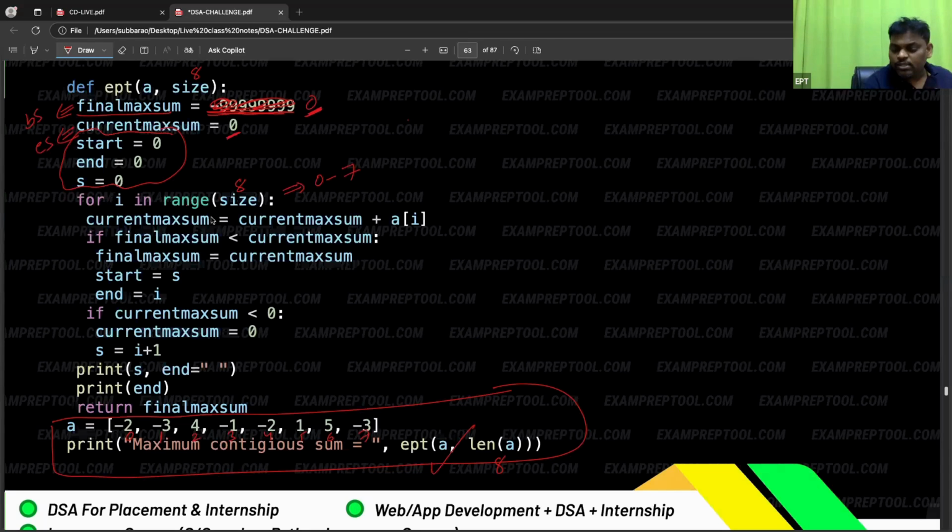Right, now see, current sum is equal to current sum plus A of I. So add it. After adding, please check final sum and current sum. If final sum is less than current sum, update it. These other items are not required. Next one, if current sum is less than 0, it means the previous things you have to truncate. So current sum is equal to 0 again, then start the normal story.